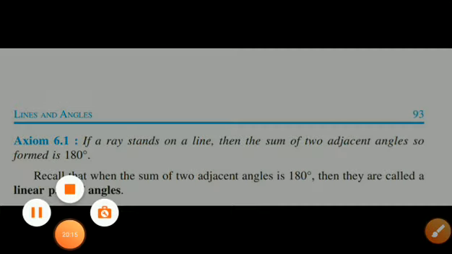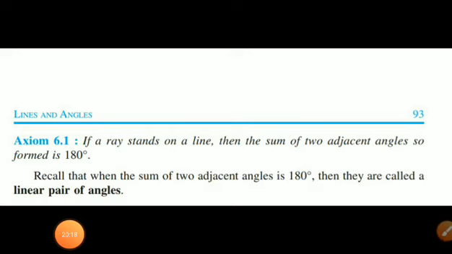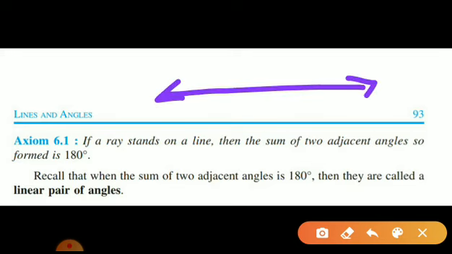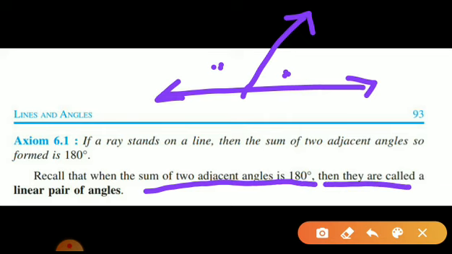Next, see what is given. If a ray stands on a line, then the sum of two adjacent angles so formed is 180 degrees. That means if a ray stands on a line, this is a line. If a ray stands on a line, then the sum of two adjacent angles so formed is always what? 180 degrees. What we have seen, the sum of two adjacent angles is 180, then they are called a linear pair, that we have already seen.